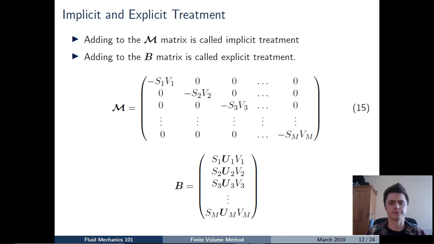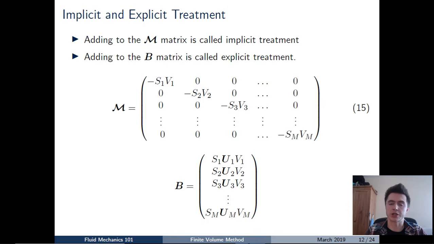So how will this look? If we add to the M matrix, we're going to be getting a diagonal contribution of minus SP times VP. And it's a diagonal contribution because it's the cell centroid of the cell that we're currently looking at, whereas the off-diagonal terms are related to the neighbouring cells. So that's how the M matrix would look, and the B matrix, if we chose to use an explicit treatment instead, would look like SP UP multiplied by VP.